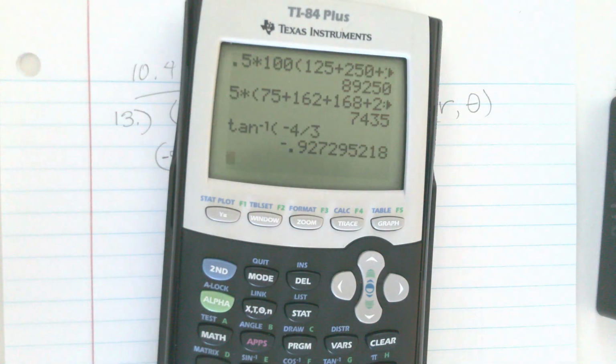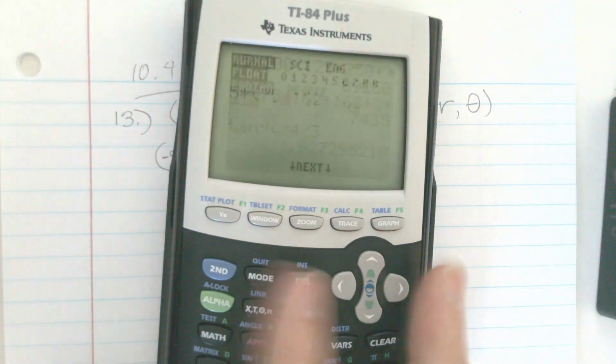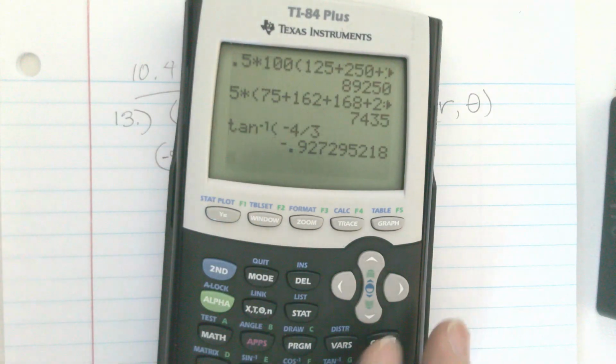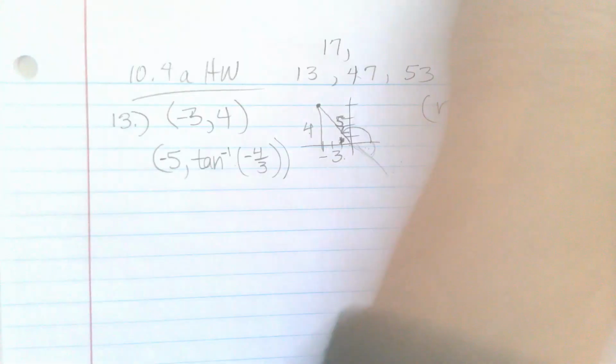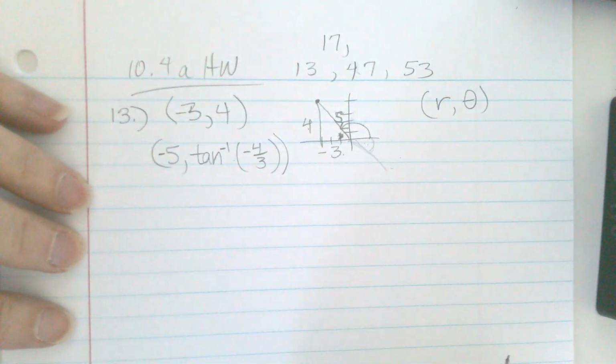Wait, is this on radians or degrees? It should be in radians, yeah. This should be an easy section. Is that what you're saying? No, he was asking how you got tangent, like what tangent?